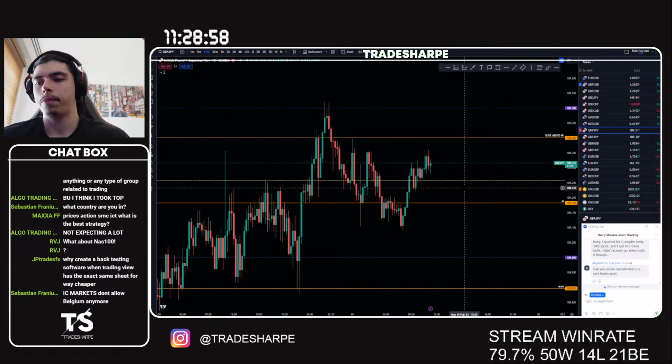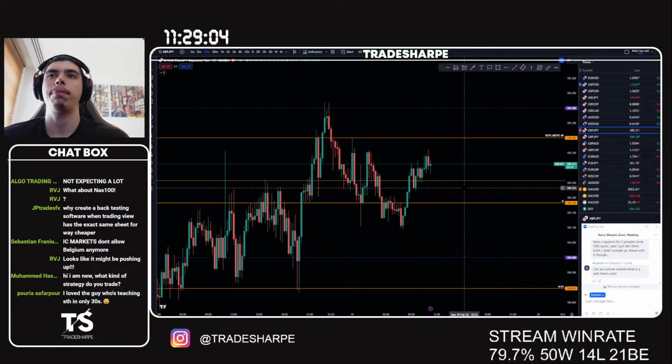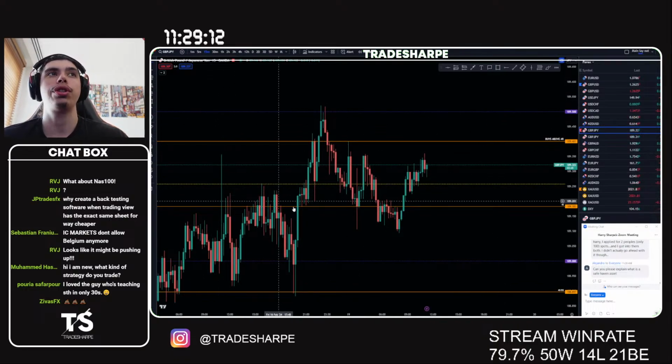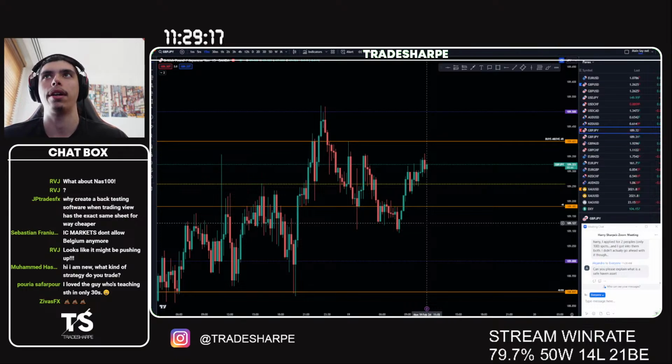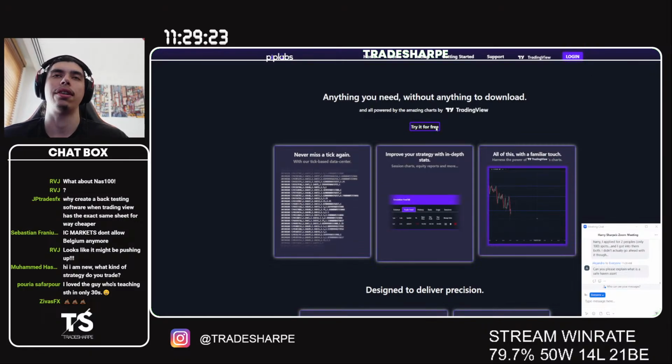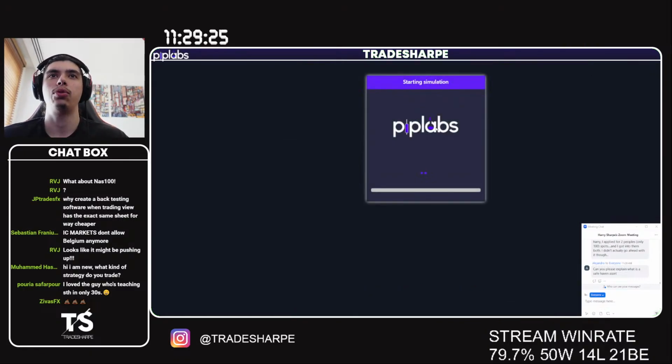That's unfortunate, man. Why create a backtesting software when Tradingview has the exact same sheet for way cheaper? Because it's completely different than Tradingview. Tradingview doesn't allow you to backtest the way we allow you to backtest. It's a completely different approach. We are just using Tradingview's charts to make sure that your backtesting experience is way better. Think about it like any other backtesting software, but on Tradingview charts with tick data, right? So that's the difference we have, is we have tick data.